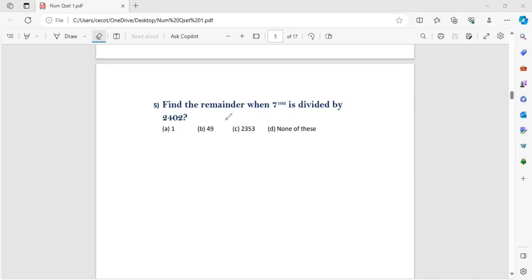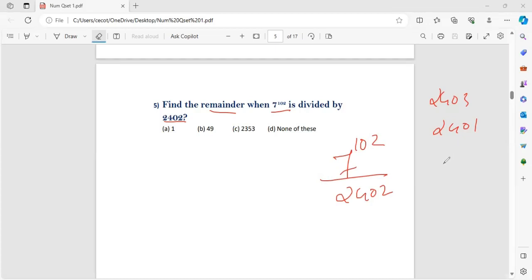Question number 5, based on remainder. So 7 power 102 divided by 2402, what is the remainder? So there are multiple methods. Let's go with the plus 1 minus 1 logic initially. 7 power 102 by 2402. So if you're able to make the numerator as 2403 or 2401, we can go with the plus 1 or minus 1 remainder case, isn't it?